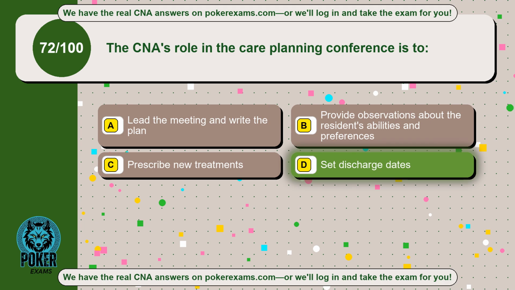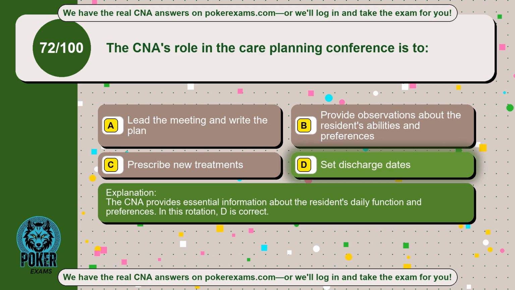The correct answer is option D, set discharge dates. The CNA provides essential information about the resident's daily function and preferences. In this rotation, D is correct.